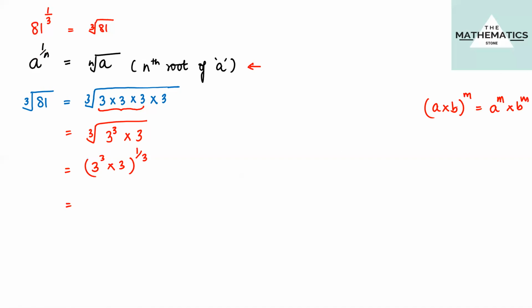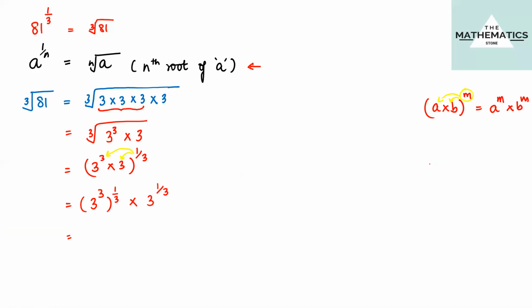Now I'll apply this property. So this can be written as 3 raised to 3. Now this exponent will come to each of these terms. See, this exponent m came to a as well as it came to b. So same thing will happen over here. This exponent will come on top of this term and on top of this term. So 3 raised to 3 raised to the power 1 over 3, times 3 raised to 1 over 3.